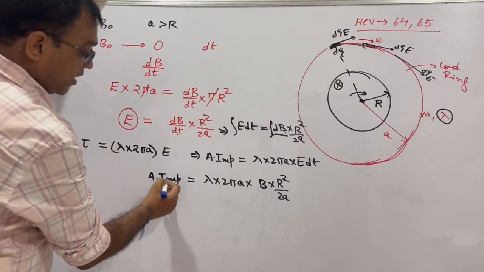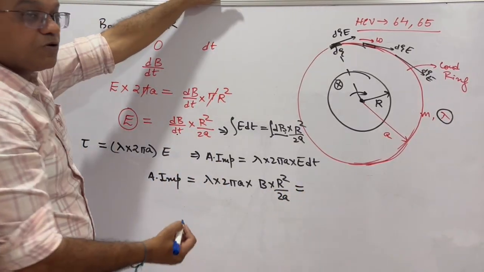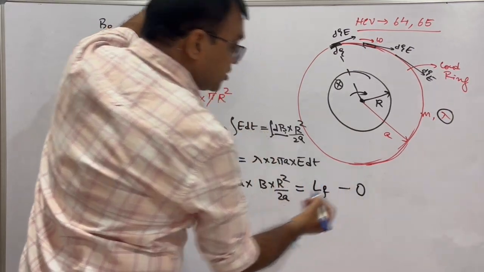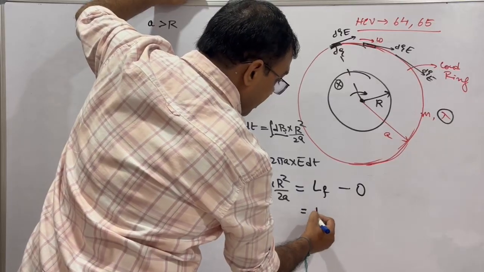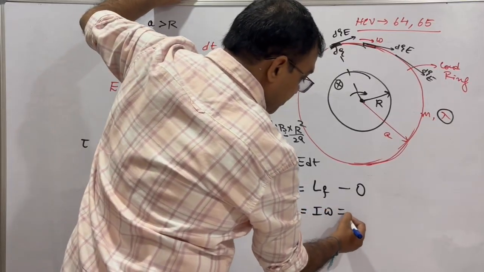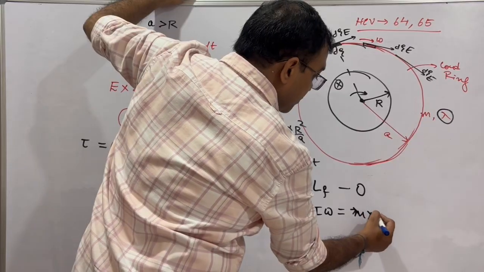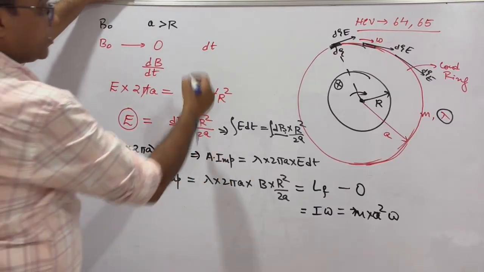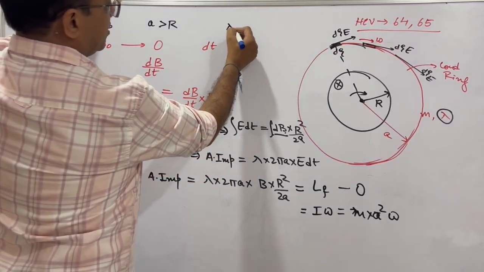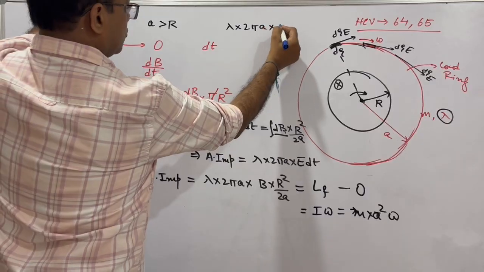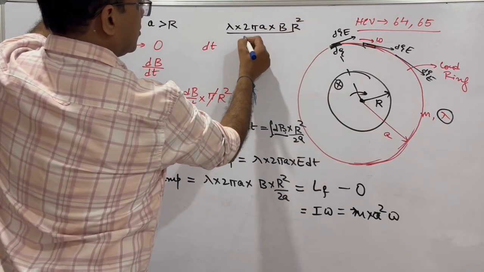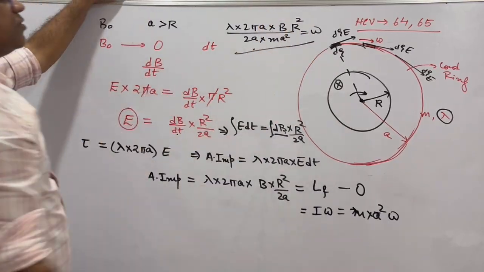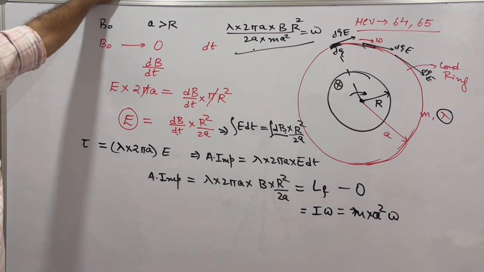So here, angular impulse, we know from rotational motion, is equal to final angular momentum minus initial angular momentum. So L final minus L initial, which is 0. L final is I omega. The I value will be mass m into a squared, so I is m a squared omega. So your omega comes out to be lambda into 2 pi a into B r squared upon 2a into m a squared. This is your angular velocity, right?